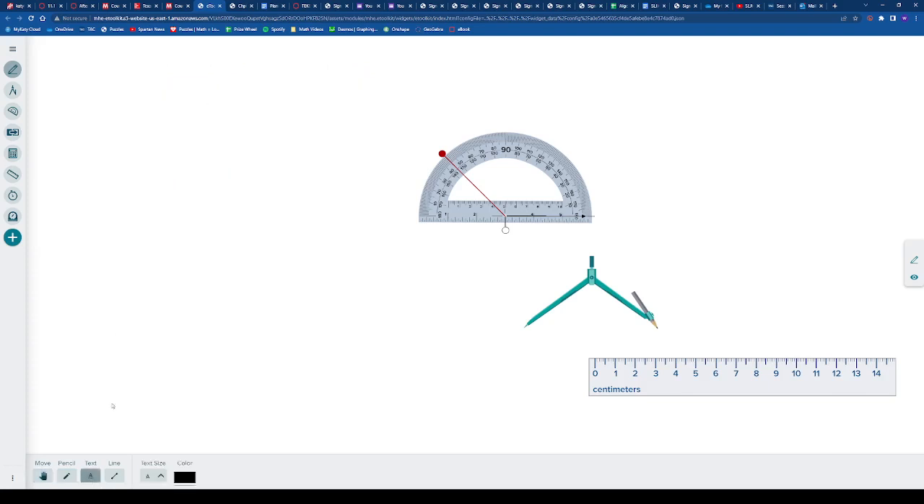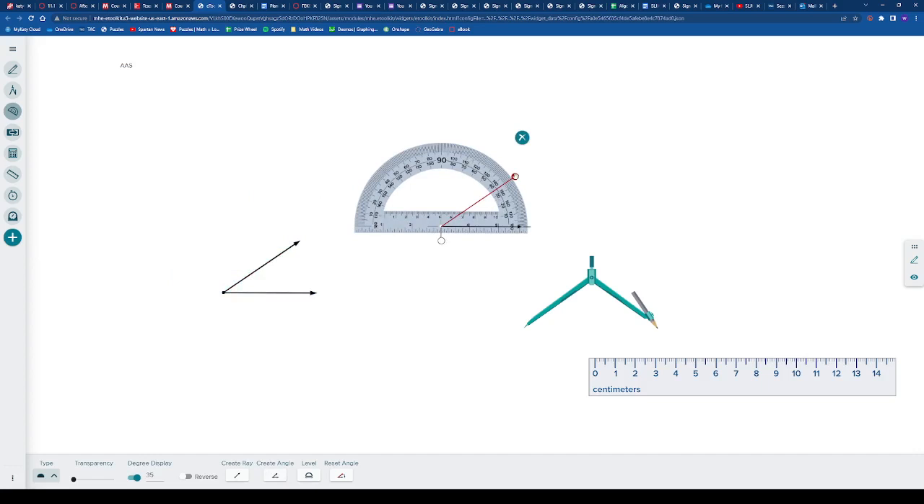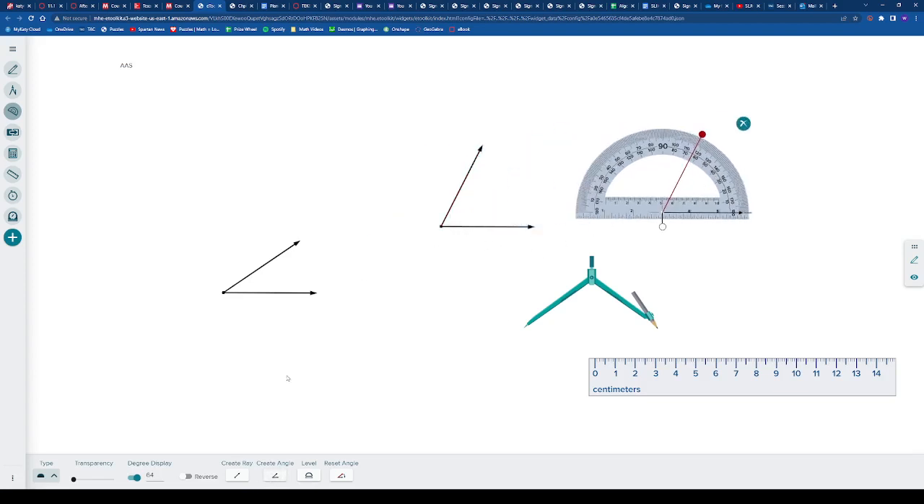Okay, and the last one that we can use is angle, angle, side. And this is the hardest one to visualize. So it's also really hard to draw, not on a computer. So I'm going to make two known angles. Let's go with like 35 degrees, and we'll go with 64 degrees. So it doesn't matter what these angles are, but we have two known angles, and we have one known side, but it's not the side between the two angles. So I'm going to draw this known side. I'm going to use a different color this time. Let's do red.